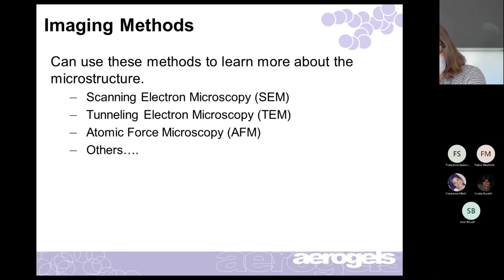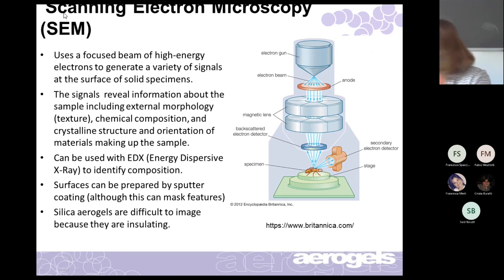Okay, so we'll do some work with imaging methods. This is another way to learn more about the microstructure and what it looks like. The three I'll talk a little bit about are the scanning electron microscope, or SEM, transmission electron microscope, or TEM, and atomic force microscope, or AFM. There are other techniques that can be used, but I'll just talk about these. So the scanning electron microscope.